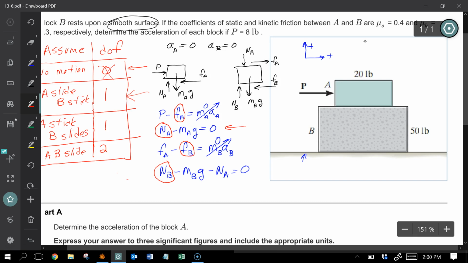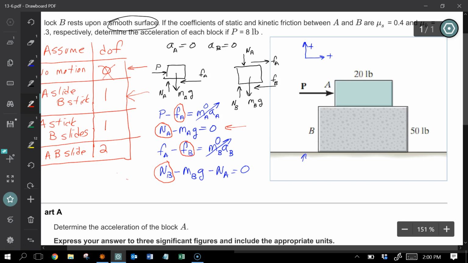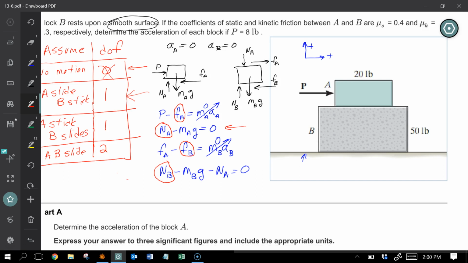So that's what you would do, and you would continue to do this until you find an assumption that's valid. Okay. What I plan to do now is do the problem the way they say, where there's no friction under B. So let's take a look at what changes for that one.